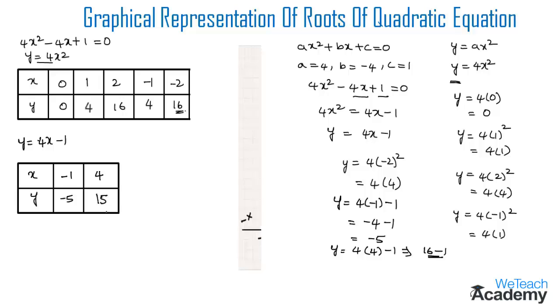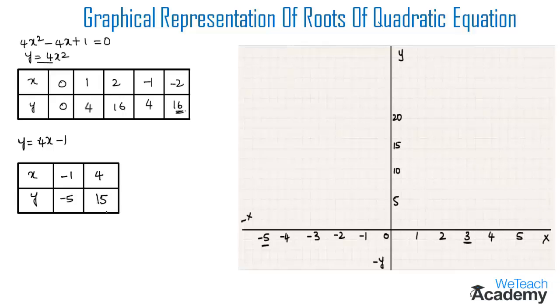And now let us draw the graph for the parabola y is equal to 4x square and the straight line y is equal to 4x minus 1. Here let us consider the scale of x as 1 unit and the scale of y as 5 units. And now let us plot the points of the parabola y is equal to 4x square. So we have the first ordered pair as 0, 0, which is a point over here, and then we have the next ordered pair as 1, 4. So it is a point here on the coordinate plane. The next ordered pair here we have as 2, 16. So let us mark a point over here.